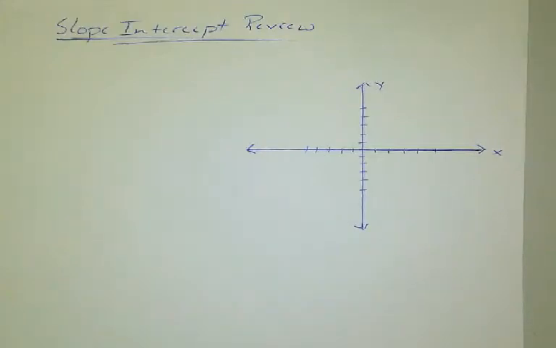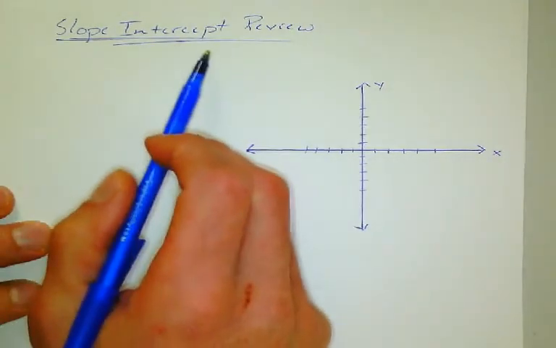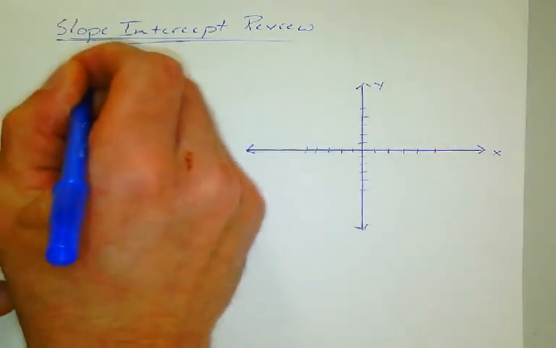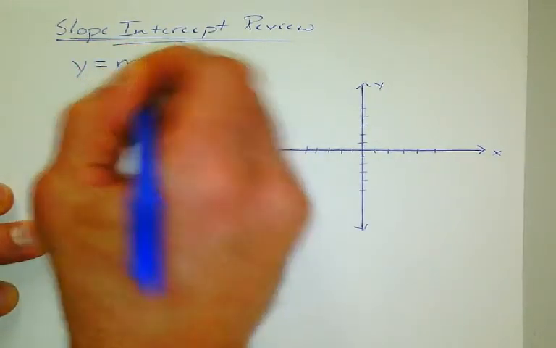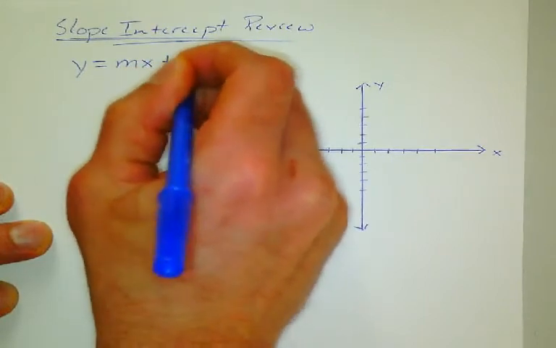Alright, 8th graders, let's do a short review on slope-intercept form. So this has to do with writing the equation that models a line. So slope-intercept form, what is it? Well, it's y equals mx plus b.